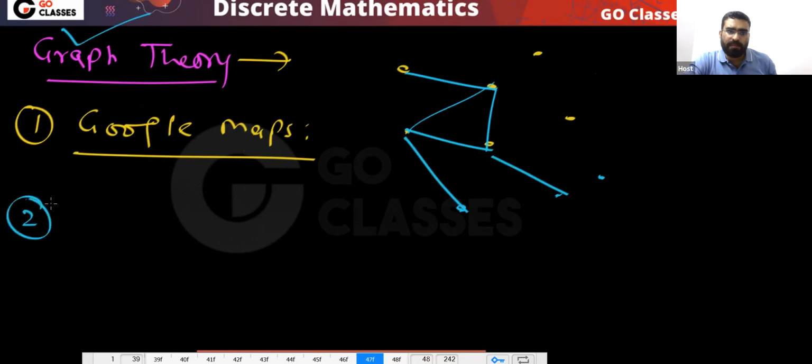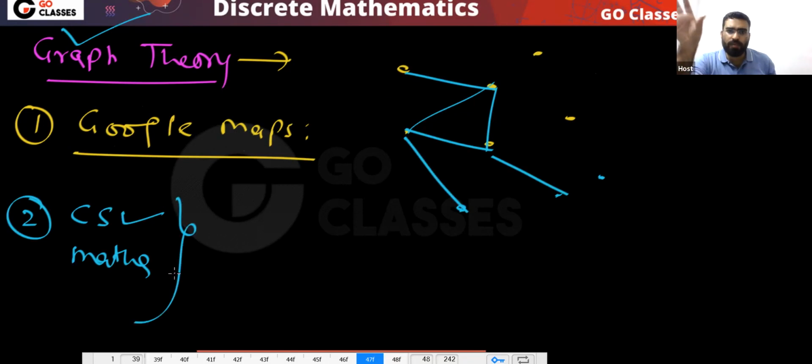So in mathematics, and in computer science, whatever field of computer science you take, and there are many fields which are not computer science, graph theory is very important in every field.